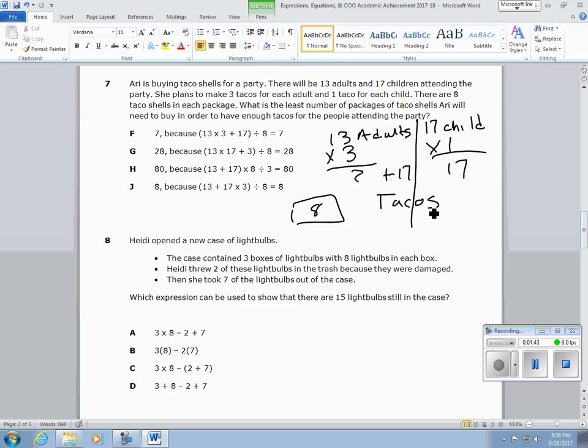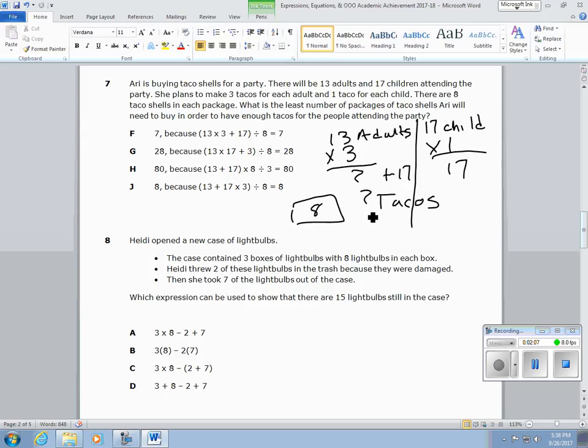Okay? And then we know that 8 come in one container, and they want to know how many packages do we have to buy, how many of these packages in order to serve all the people in their taco, and how many total tacos we're serving. So let's look at we have our data that we've evaluated. Now we need to go and see the answer. What would be the answer?